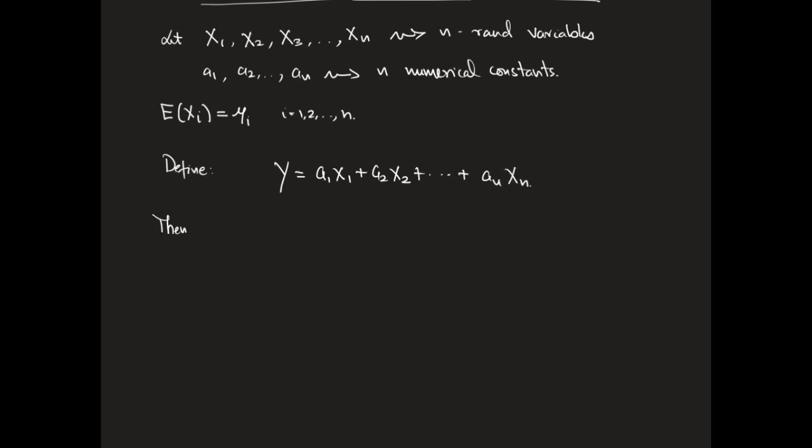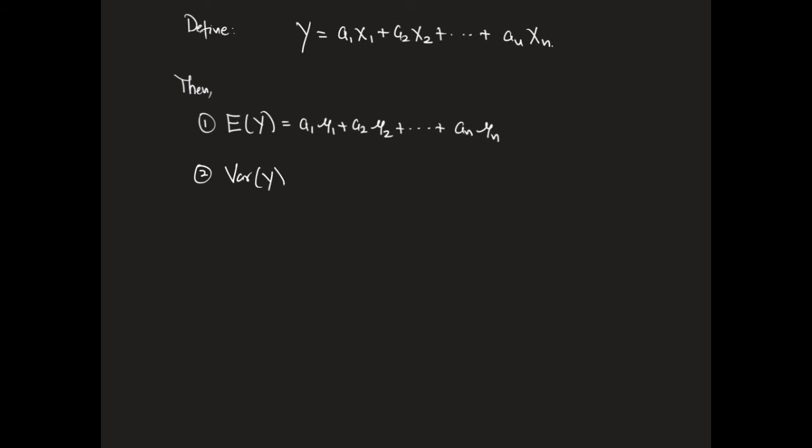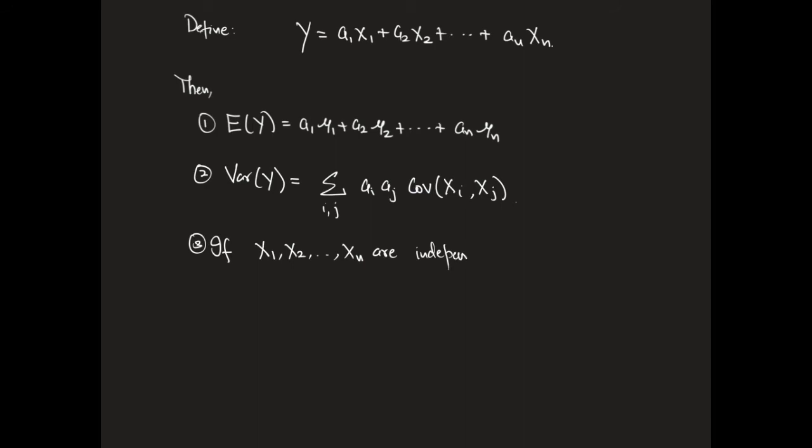Then we have the following properties. The expected value of y is going to be the linear combination of the corresponding expected values of the xi's. The variance of y is going to be the following double sum of ai times aj times the covariance of xi and xj. And finally, if all the xi's are independent, the variance of y will be the sum of ai squared times the variance of xi.